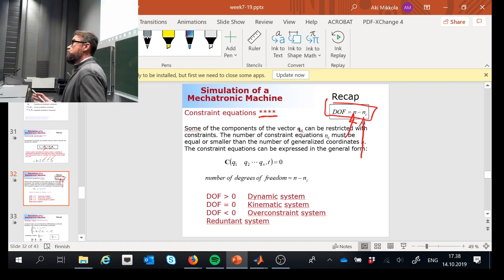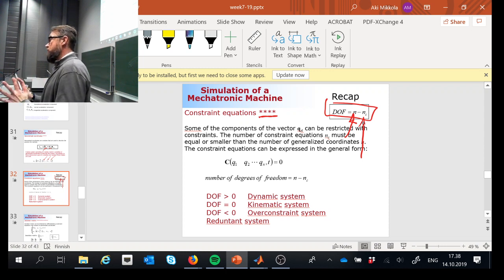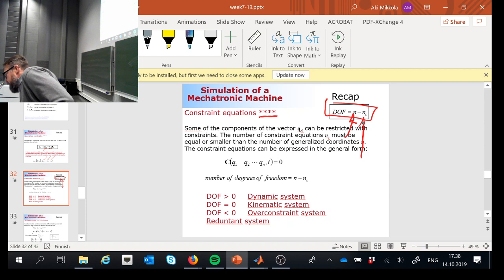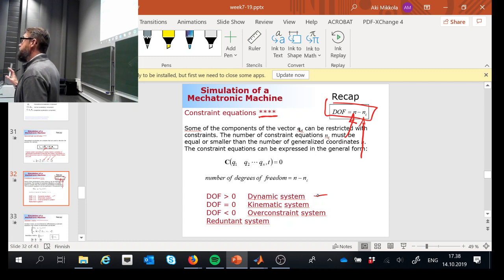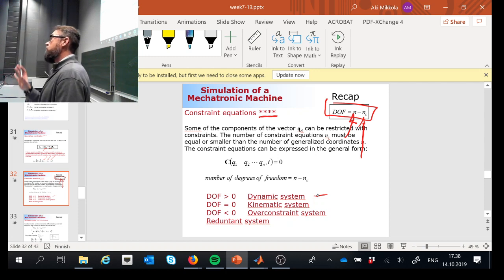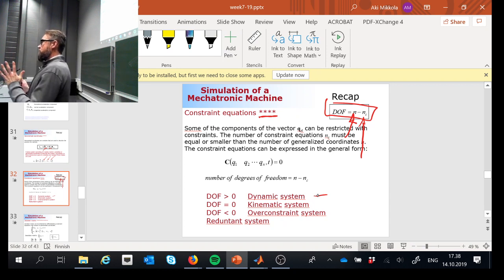Now we can have three different scenarios based on the number of degrees of freedom. First, a dynamic system, which means that the number of degrees of freedom is 1 or higher, an integer number, meaning that the system is actuated by forces. So in order to compute the response, you must have the equation of motion. That's the first scenario. The second scenario is that the number of degrees of freedom is equal to 0.